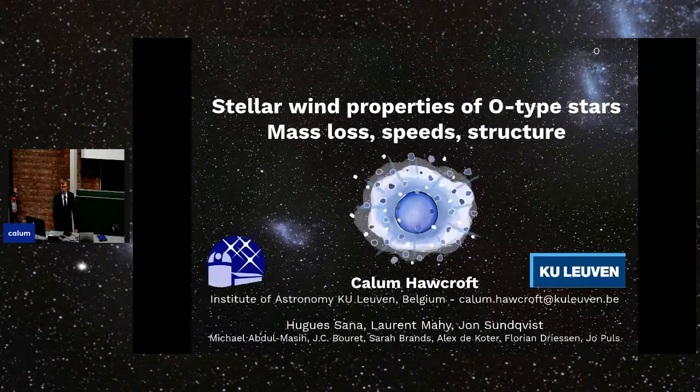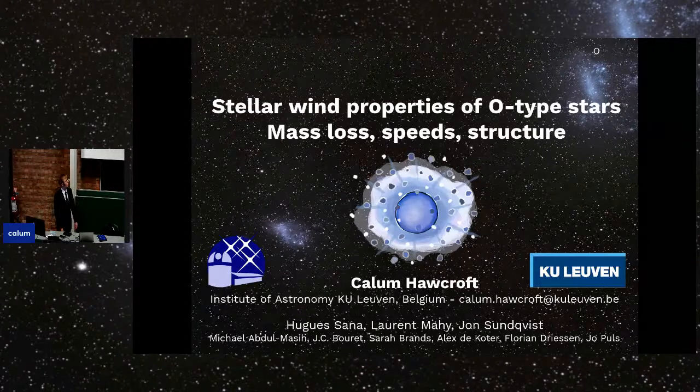And as Magritte nicely introduced there, the full science title is Stellar Wind Properties of O-type Stars: Mass Loss, Speed, Structure, and Quantitative Empirical Analysis. That's quite a lot to start off with, right? So I think we should start with a more general thing that I would say when people ask me what I'm doing, and that's I would just say I look at stars.